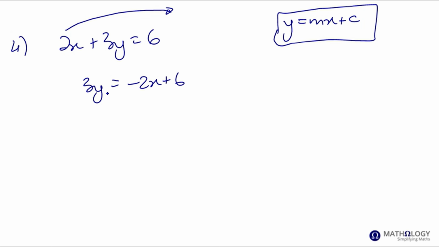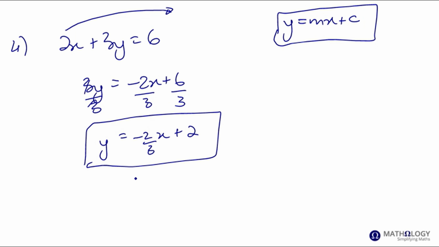This is still not in standard form because we want 1y. This is 3y. So now we're going to divide both sides by 3 such that we get only y on the left. And then we have minus 2/3 x plus 6 divided by 3 equals 2. This is now in standard form. We can clearly see that the gradient of this line is minus 2/3, and the y-intercept c equals 2.